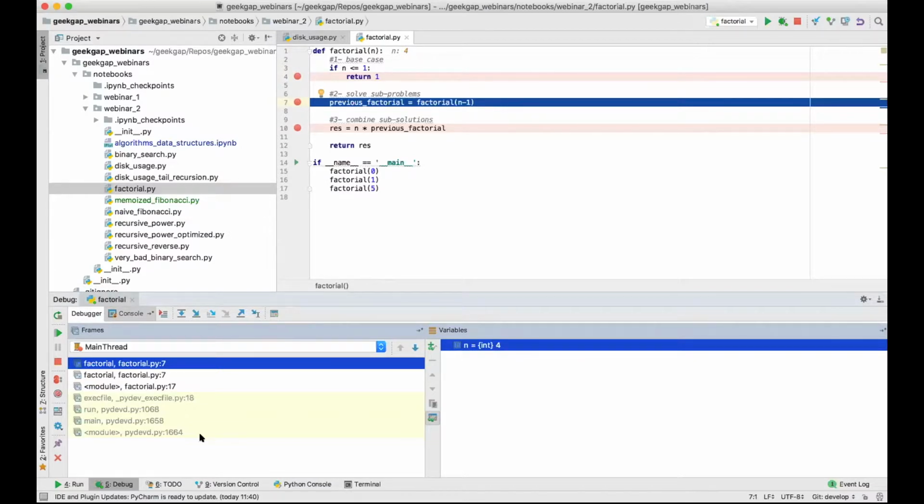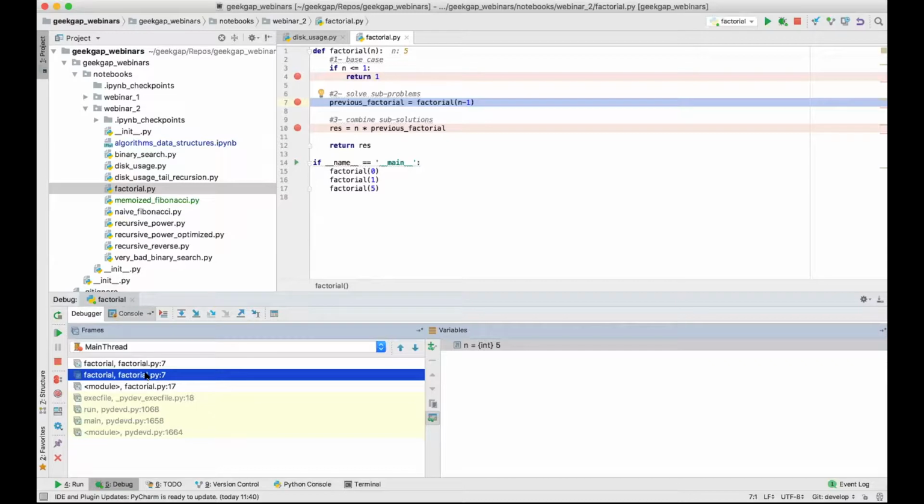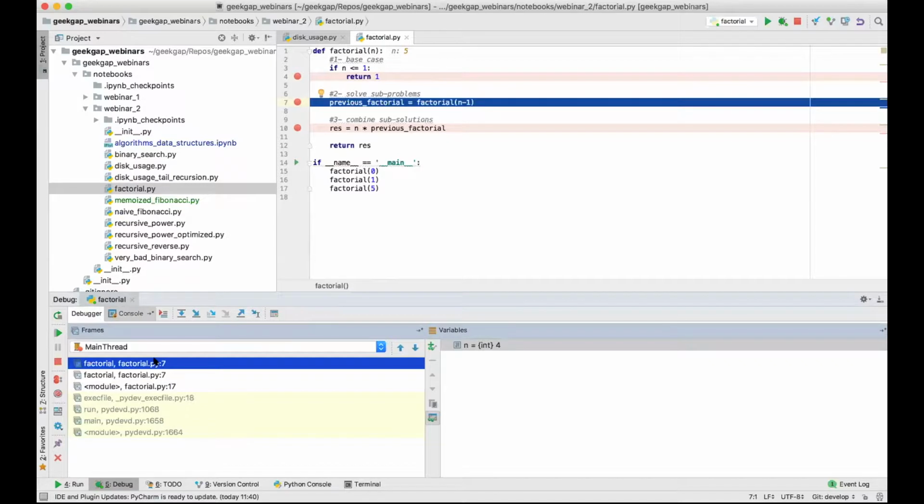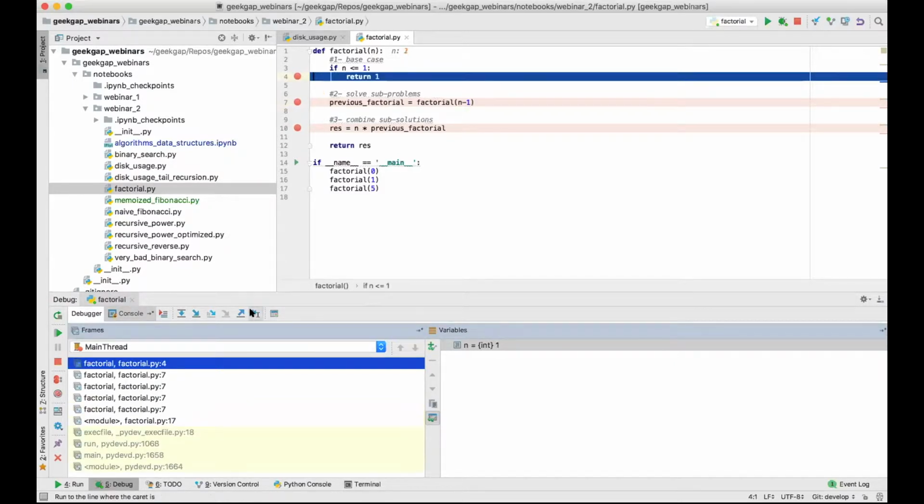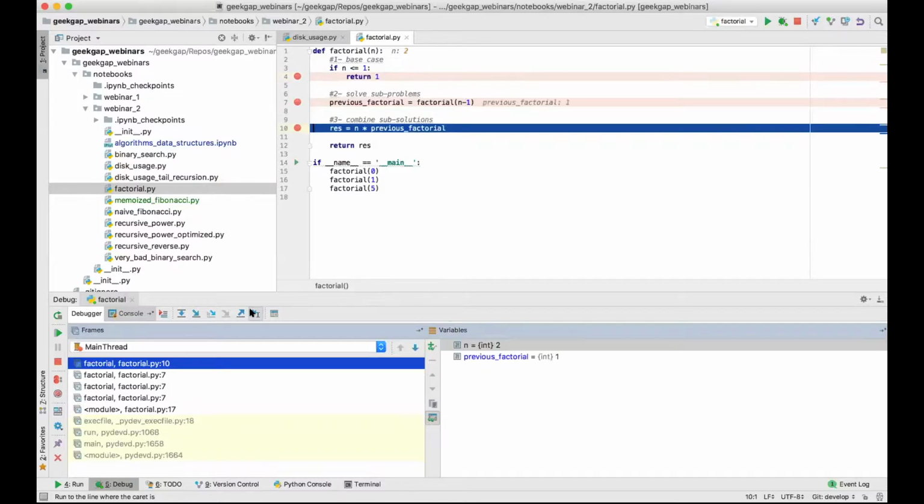Here we were at this frame, at factorial of 5. But factorial of 5 needs to know factorial of 4 first before actually reaching here. And factorial of 4 needs to know what? Factorial of 3, and so on and so forth, up to the point where you reach the base case. Once you're at the base case, you don't need anything else. The base case is self-sufficient to solve the problem, so you can directly return, and that's what's happening.